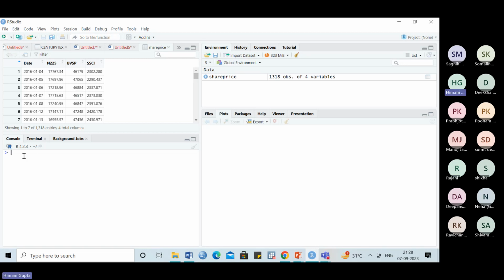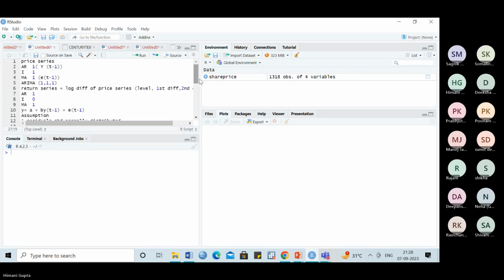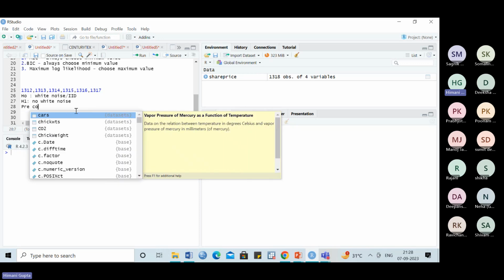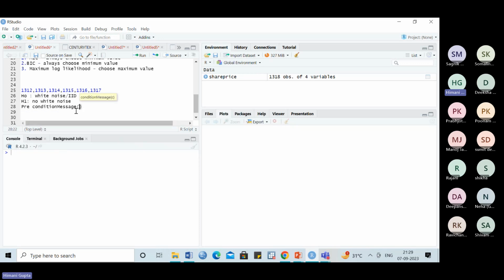Okay, now we have loaded both the packages. What we learned yesterday is that whenever we go with any ARCH and GARCH model, there are preconditions. We have to fulfill the preconditions to check whether I can use this ARCH and GARCH model or not. The first condition is that your data should be stationary. I cannot use ARCH and GARCH models on non-stationary data. The second precondition says that there should be volatility clustering.